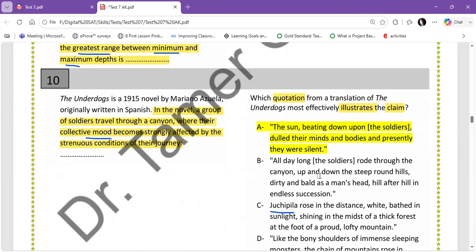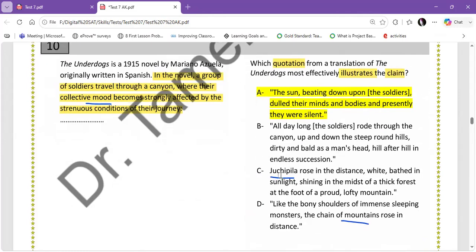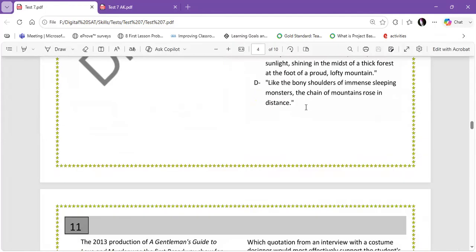Nothing here talks about the mood. The moon Jotspillia rose in the distance, white, bathed in sunlight, shining in the midst of thick forest at the foot of a proud, lofty mountain. Nothing talks about the mood again. Like the bony shoulders of immense sleeping monsters, the chain of mountains rose in the distance. They didn't talk about the soldiers and about their mood. So the answer is A, as you mentioned. Let's go to question number 11.